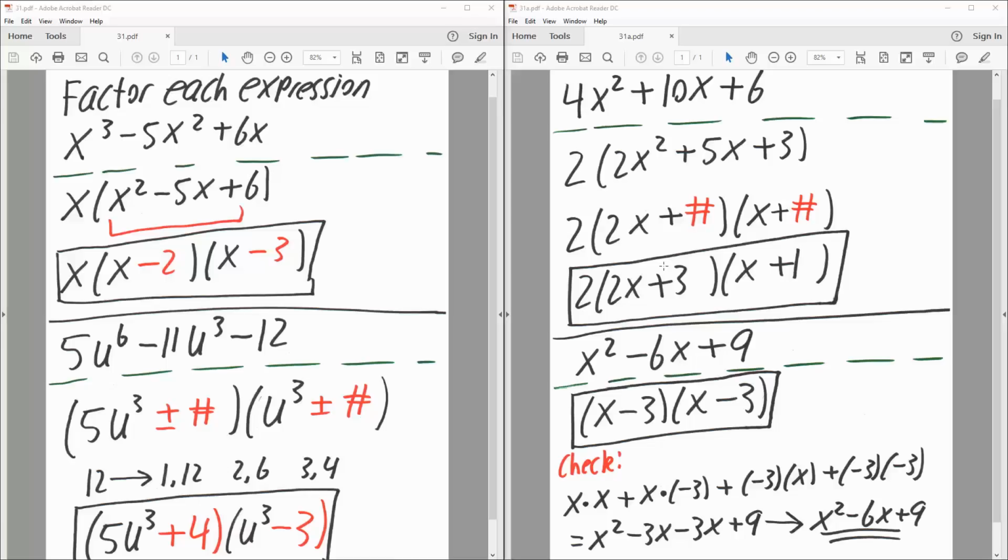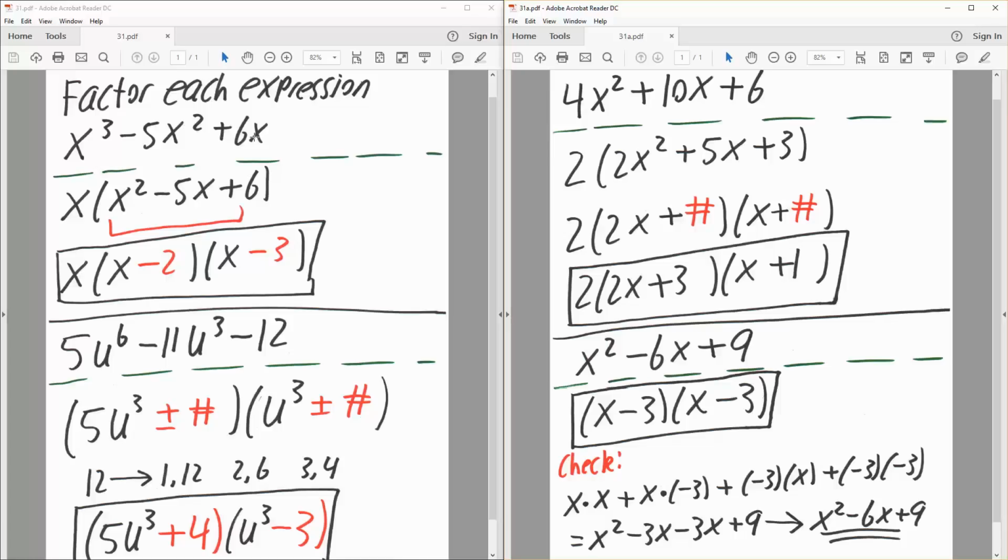In this video, we will factor four polynomials. This will be the first problem, the second problem, the third problem, and finally the fourth problem. So let's get started. We want to factor x cubed minus 5x squared plus 6x.